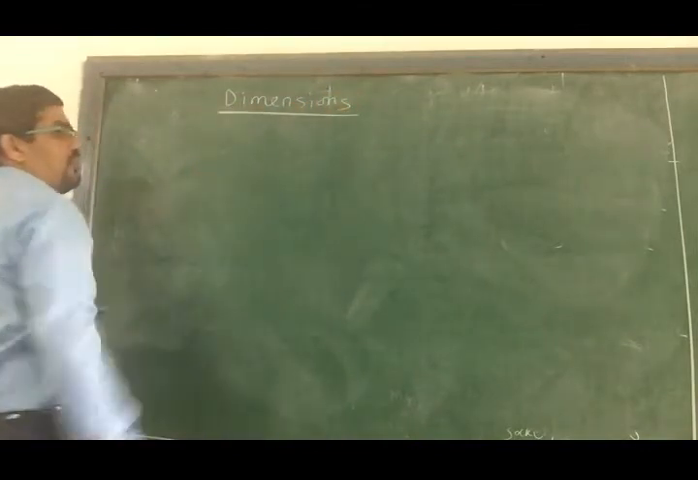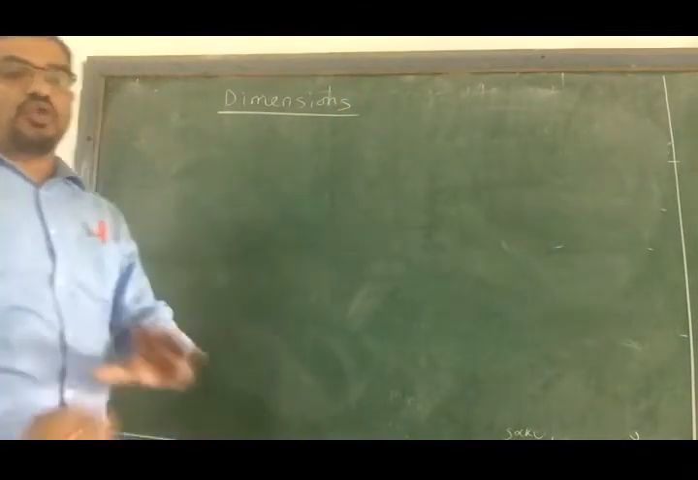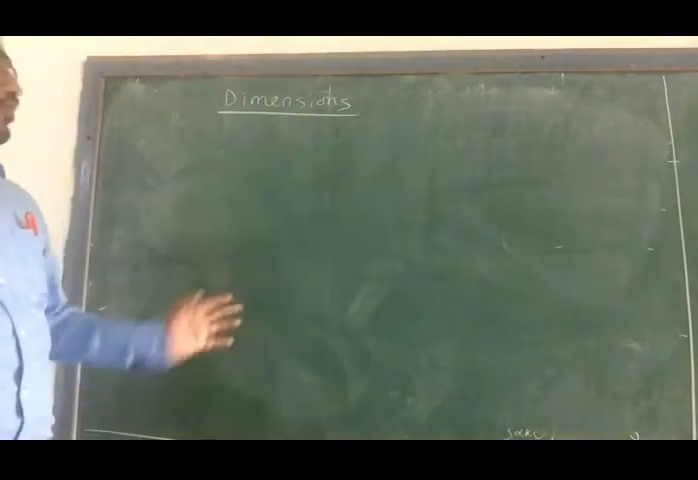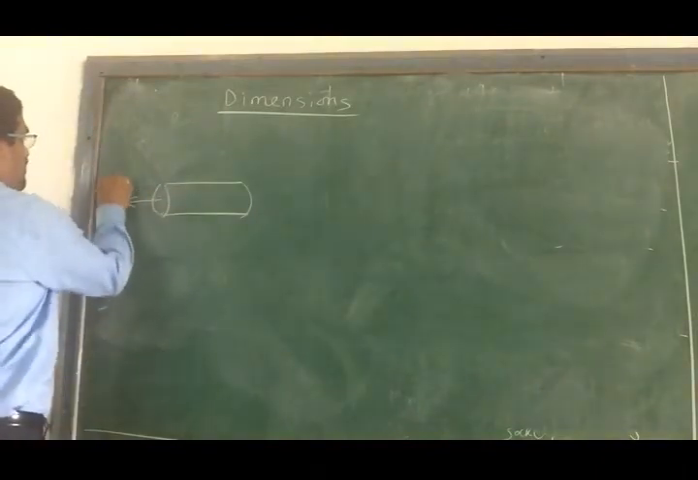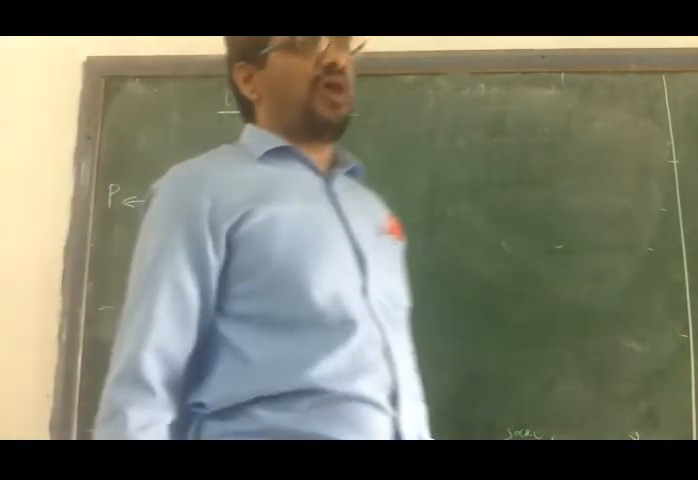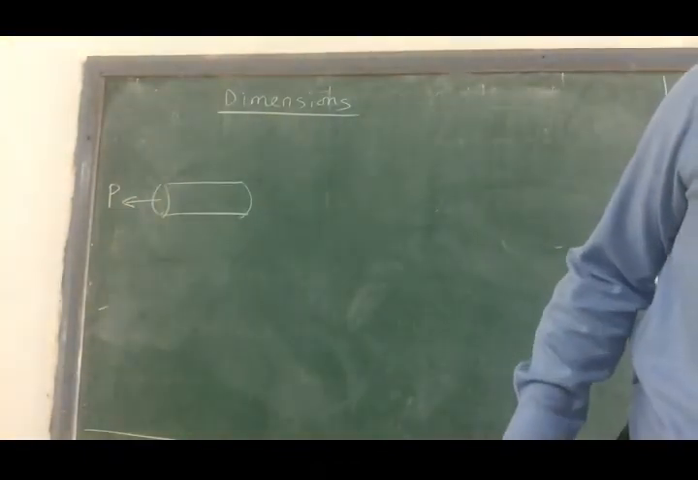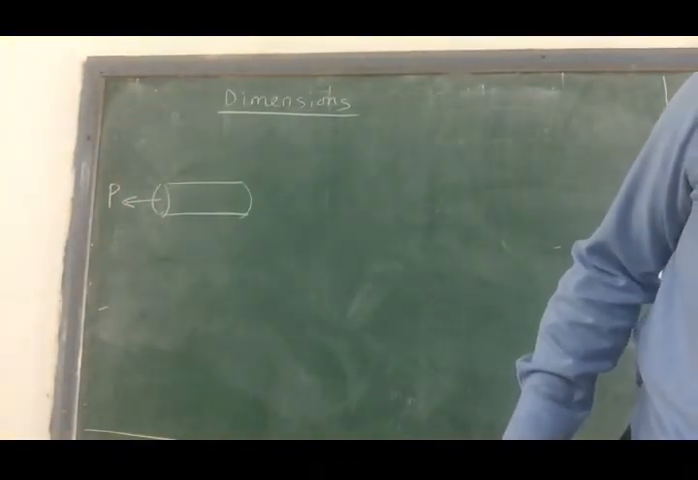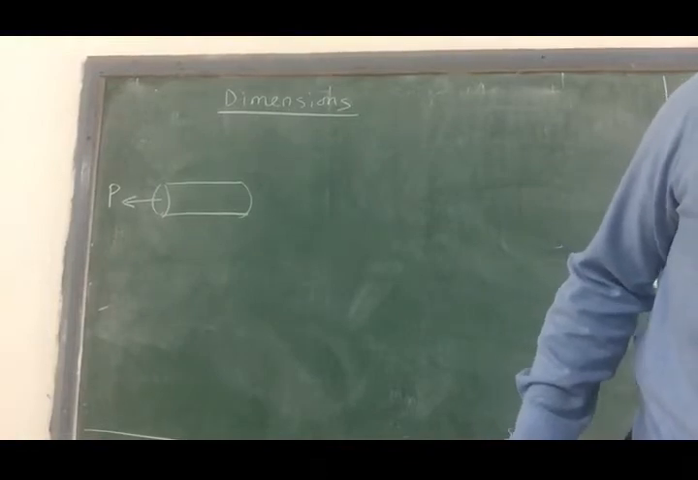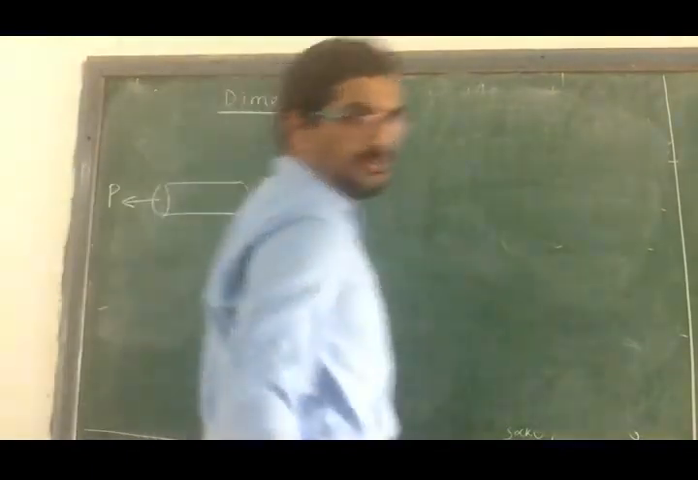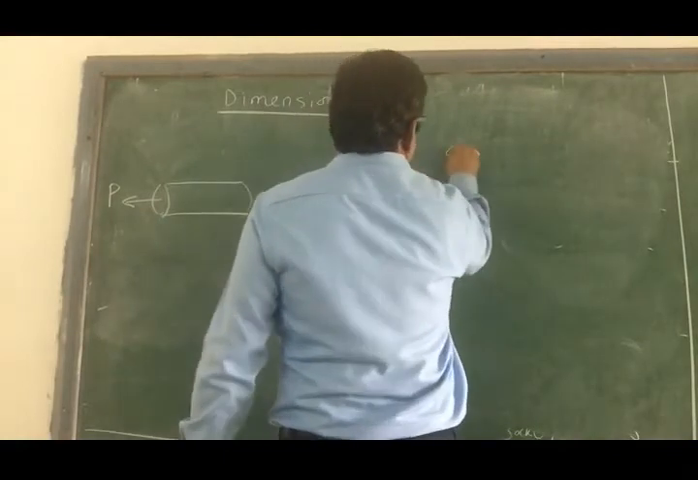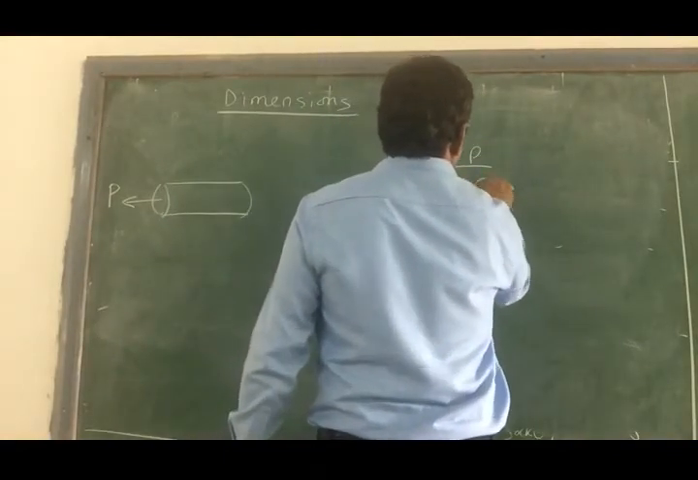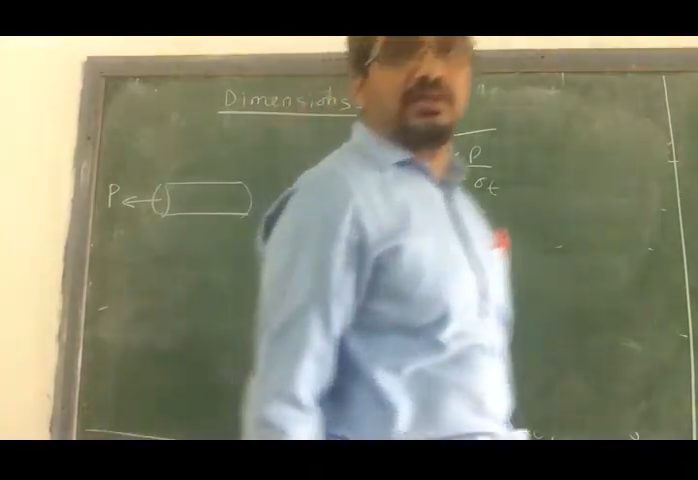The very first thing we will be doing is finding out the rod. Assume that this is the rod, the basic rod, carrying this load P. Now what is the formula for that? We have seen that the formula is d is equal to 4P upon pi sigma t. Right? This is the formula for this.